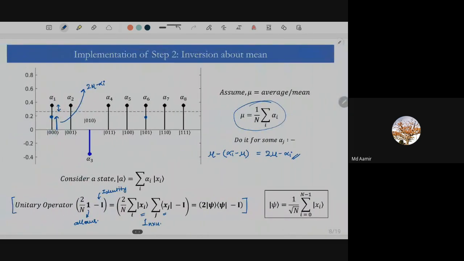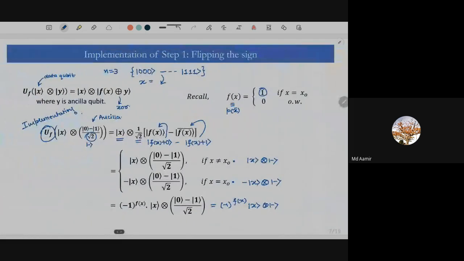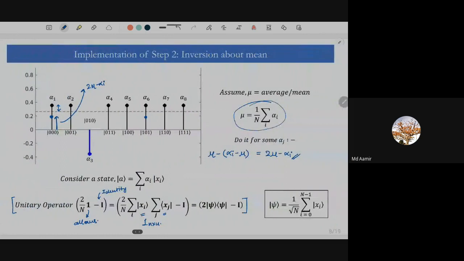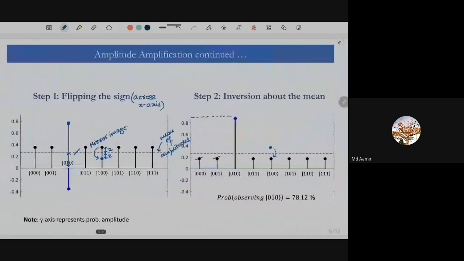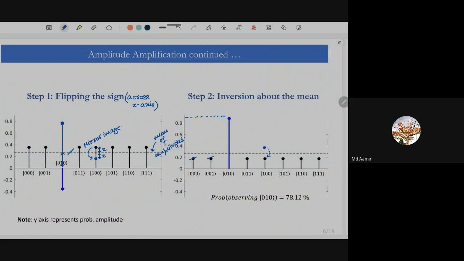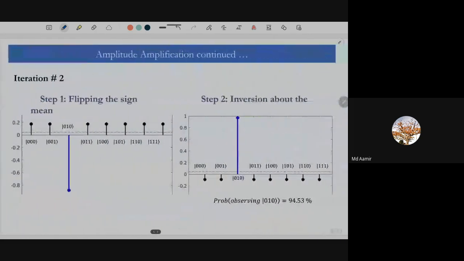So we discussed this. I will come to the unitary operator for this part in more detail after discussing a few things, and then we'll be able to understand even more about this inversion about mean. Before discussing this implementation part, flipping the sign and inversion about mean, we were seeing how we can increase the probability from 78.12% even further.